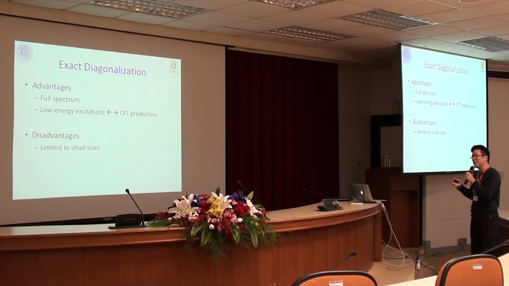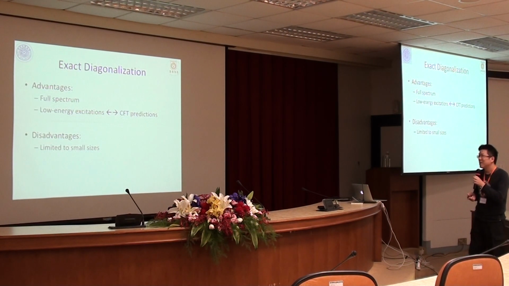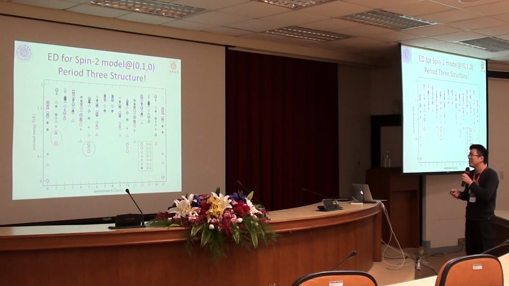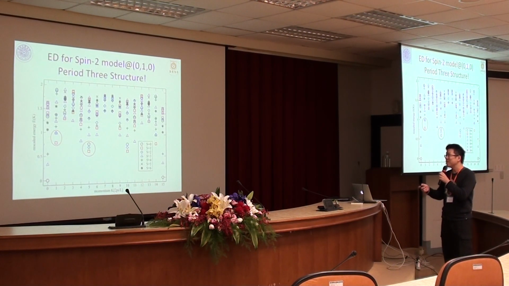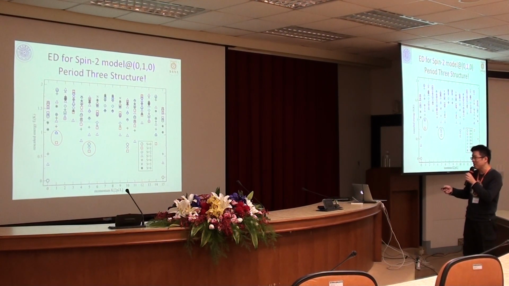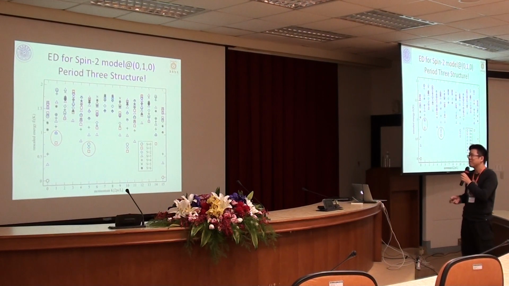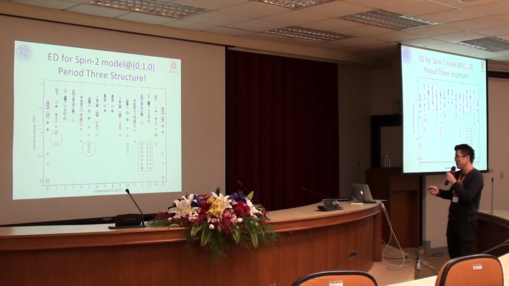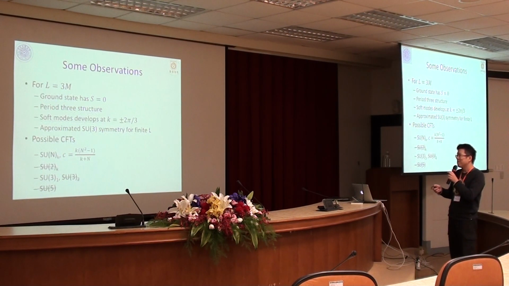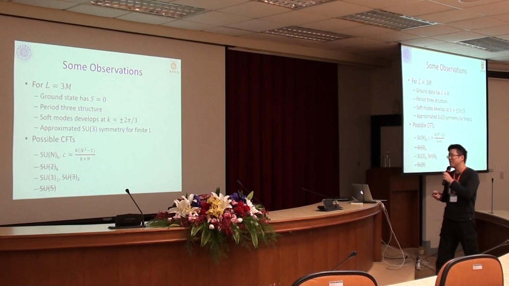So we want to go back to energy finite size scaling. First, we do some exact diagonalization, and we see this low energy excitation spectrum. We see an interesting period 3 pattern, and then we can see what the speed of the excitation is. This period 3 leads us to consider which CFTs are possible.